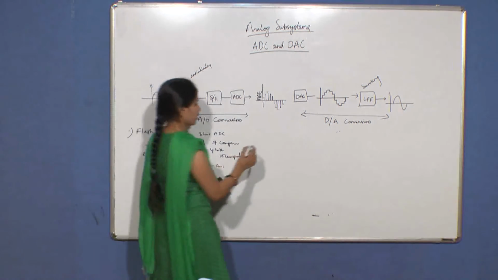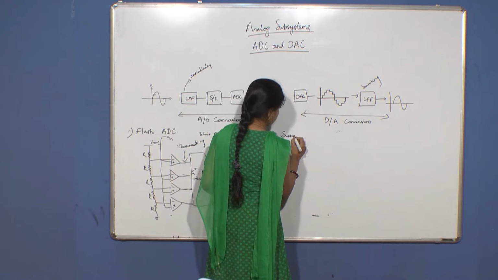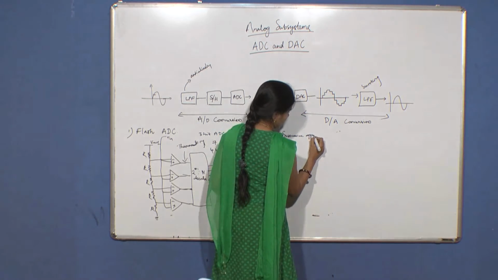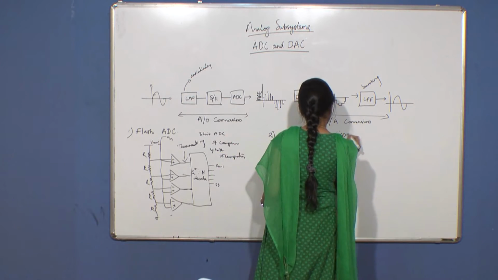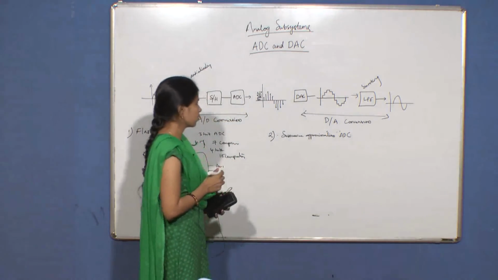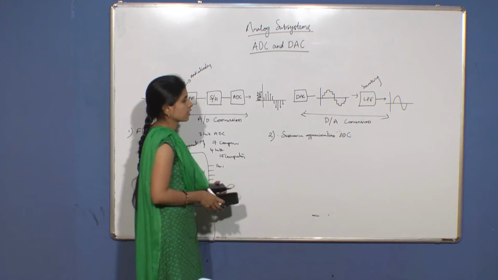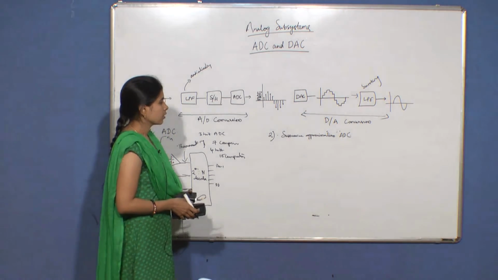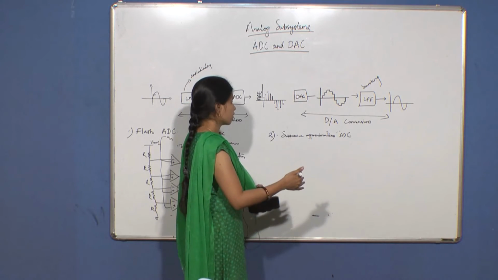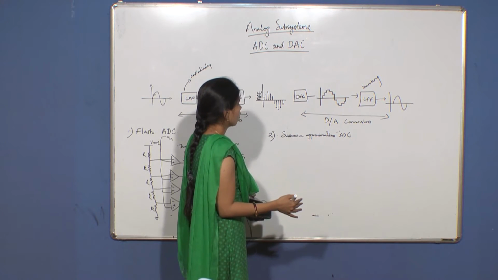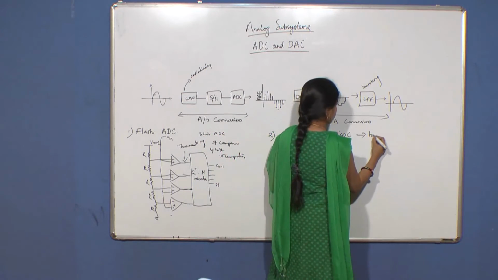Okay, let us see the second type, successive approximation. In successive approximation ADC, you make use of the DAC. It is actually based on the binary search. That is, it searches through all the quantization levels and converts to an output digital word. So, it is basically based on the binary search.